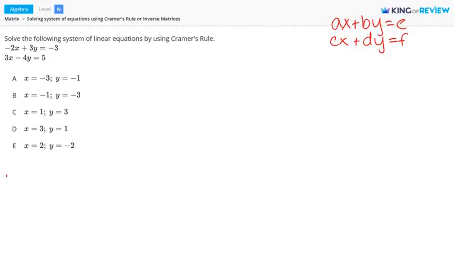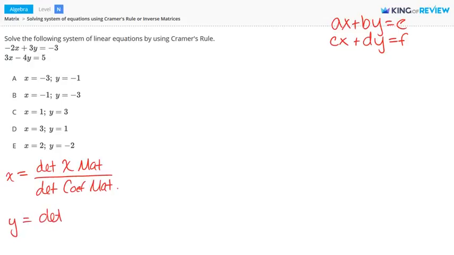So Cramer's rule states that x is equal to the determinant of the x matrix divided by the determinant of the coefficient matrix. And likewise, y is equal to the determinant of the y matrix divided by the determinant of the coefficient matrix.